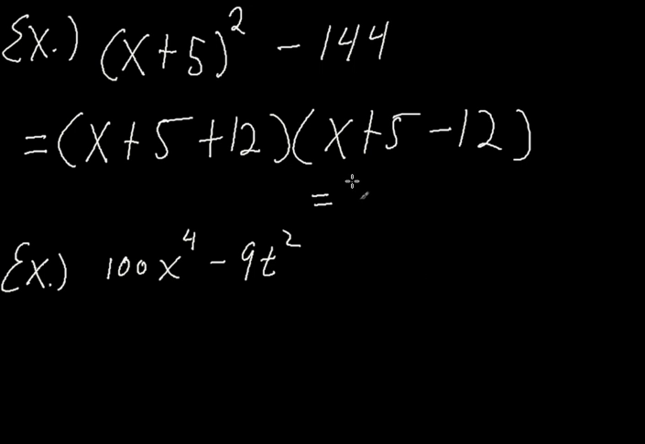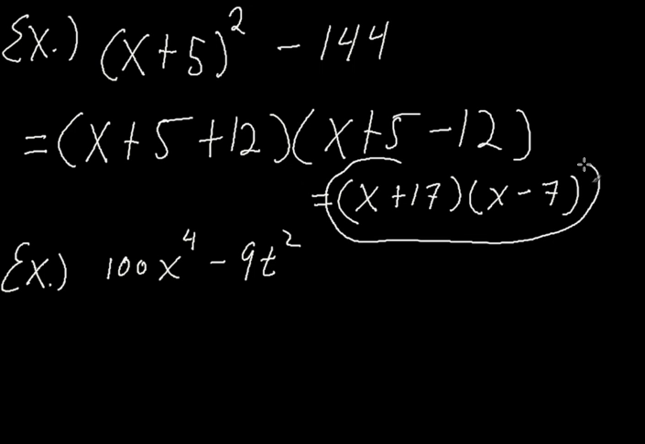Okay, from there I can simplify, and we have x and 5 plus 12, well, that's 17. And then we have x, 5 minus 12, well, that is 7. So we have x plus 17, x minus 7. If you redistribute this, you can get this back. Okay, let's go on to this one.